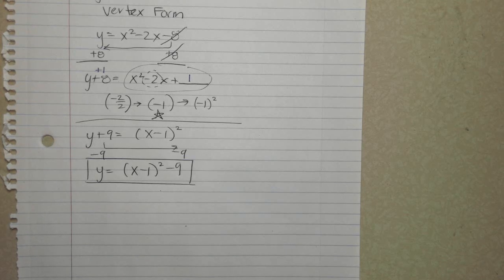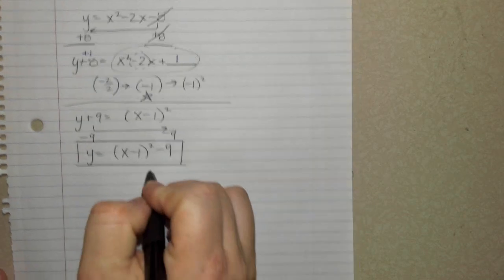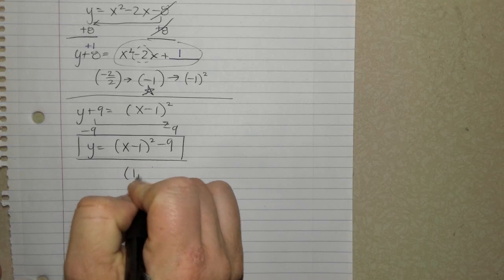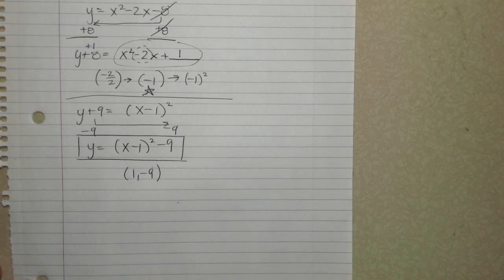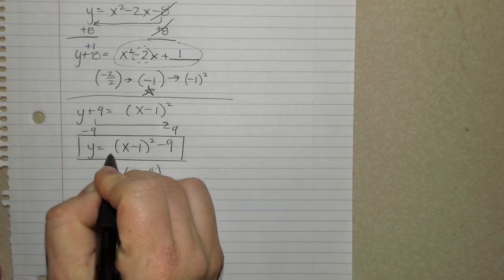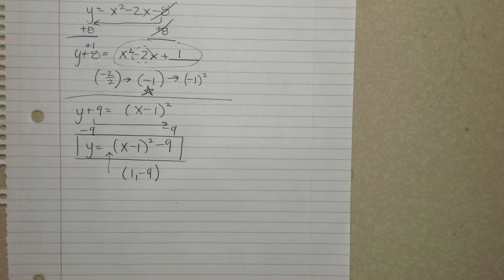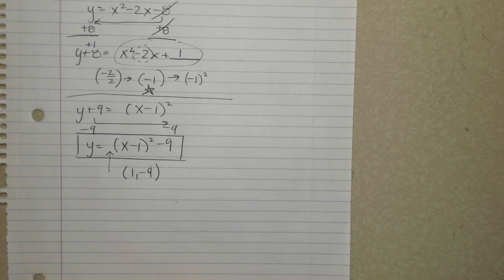What does this form tell us about this equation? It tells us the vertex is at (1, negative 9). It tells us that this quadratic function neither stretches nor compresses. It's the same width as the parent function. It also tells me that the parabola opens upward.